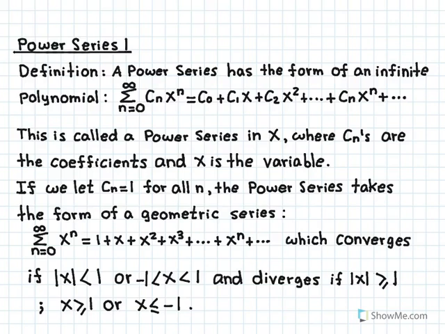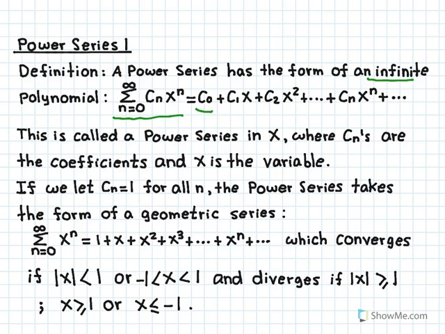In this video, we're going to talk about power series. Definition: a power series has the form of an infinite polynomial. Summation n equals 0 to infinity c sub n times x to the power of n. Now plug n equals 0, we get c0 x to the power of 0. X to the power of 0 is 1, so we just get c0.